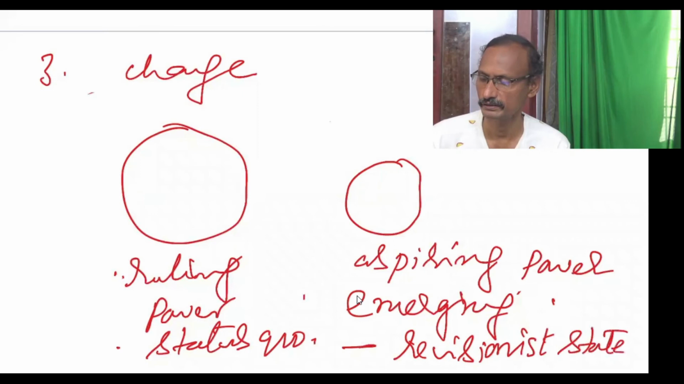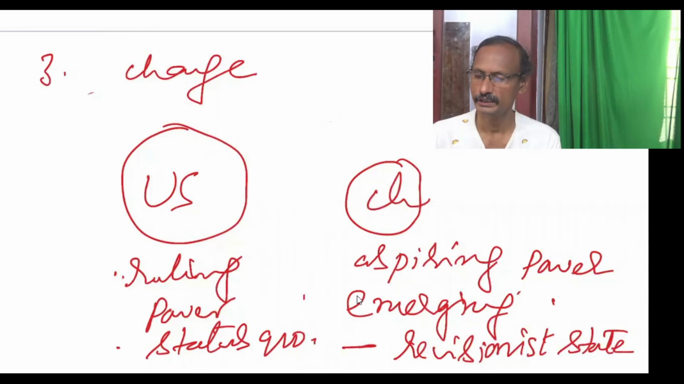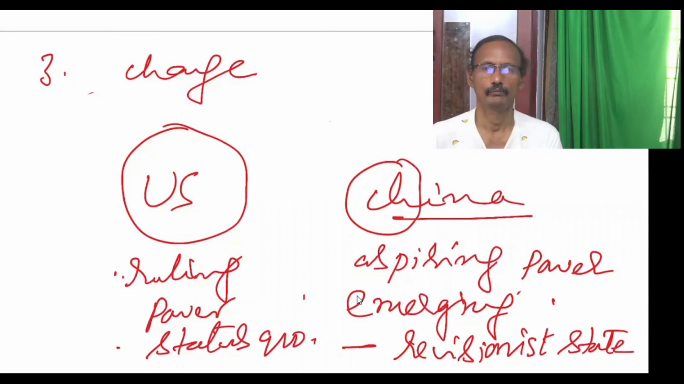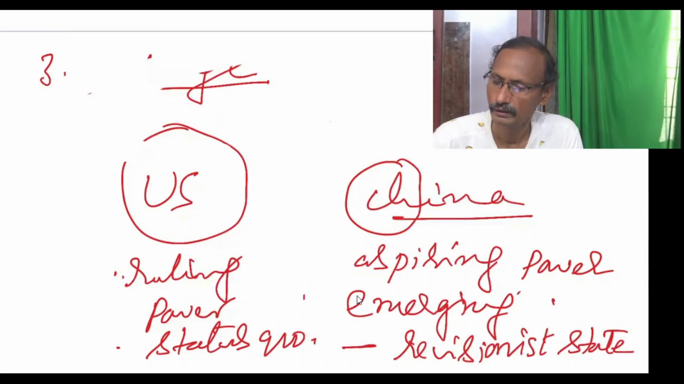So when a revisionist state wants to revise the political system and power distribution, the ruling power won't accept it. It's the case of the US and China. So structural realists look at what challenges were faced by the UK, what challenges were faced by other countries, and what happened. That means a change in the power distribution can be a source of conflict, because it leads to conflict between status quo states and revisionist states. That is one.